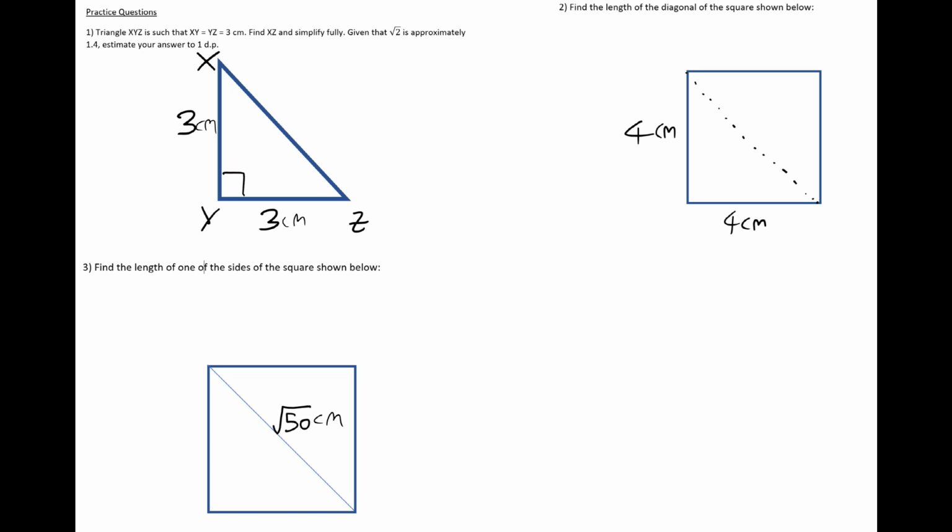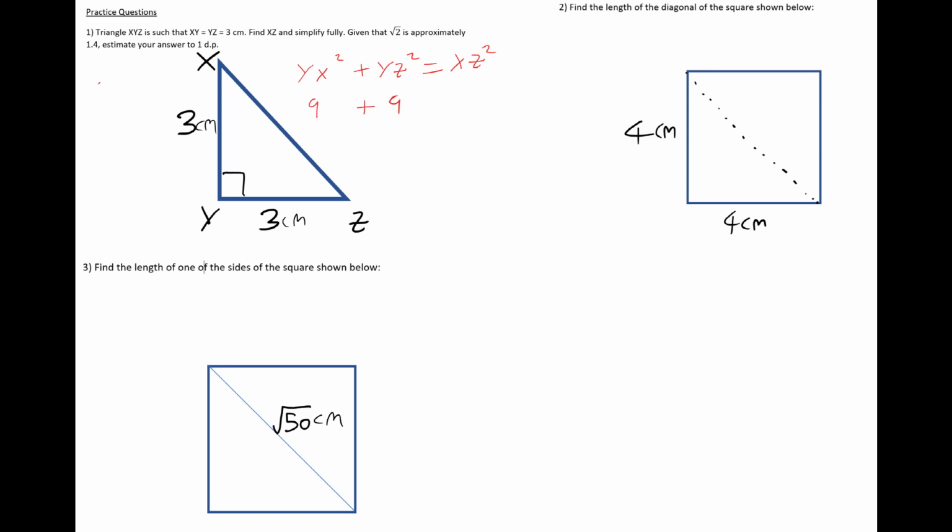Okay, let's go through the answers. So in the first question, we have again a right angle triangle. We only know the value of the right angle, so we're going to use Pythagoras. We want to work out XZ, simplify fully. So I'm going to say that YX squared plus YZ squared is equal to XZ squared. That's just Pythagoras' theorem. 3 squared is 9.